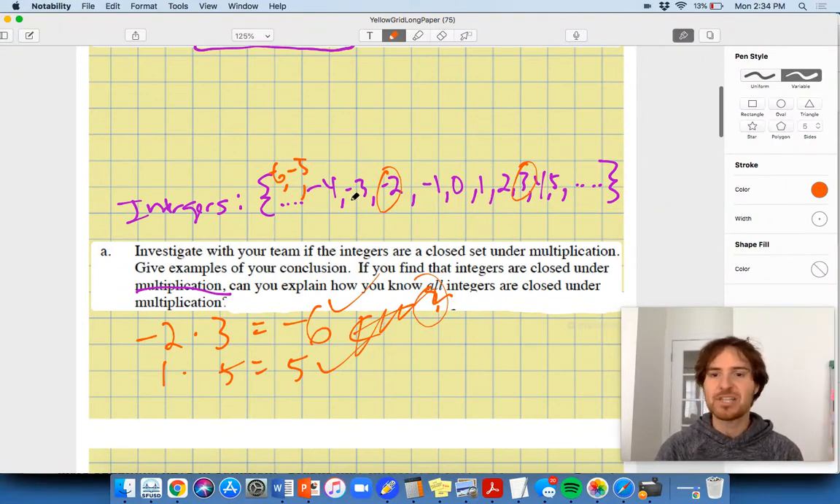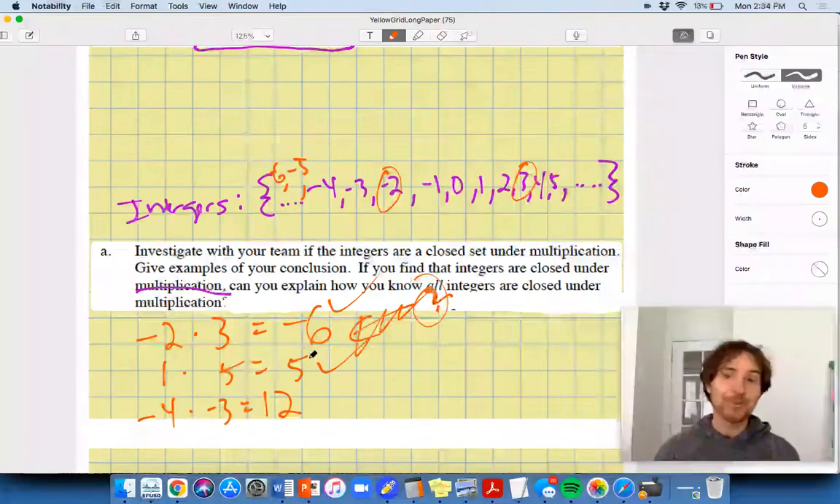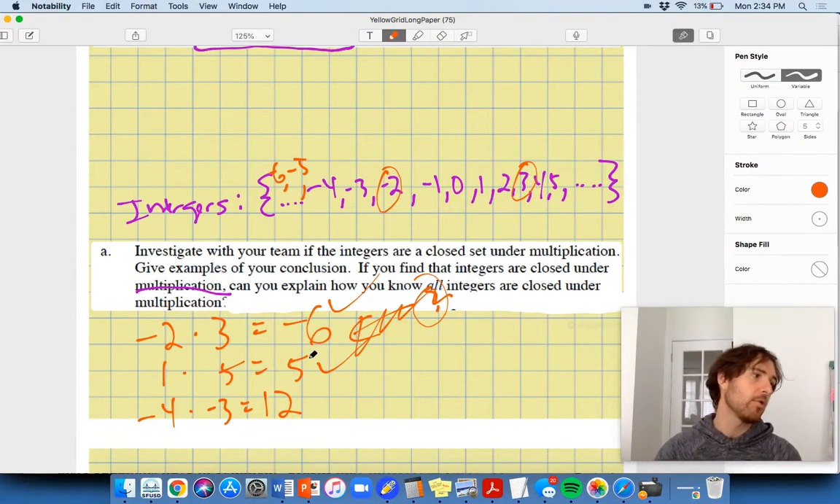Okay, let's test a few more. Let's test two negatives: -4 times -3. That gives me +12. Is 12 an integer? Well, it's a whole number, and whole numbers are also integers, right? The integers are simply whole numbers and their opposites, so it's broader, wider than what a whole number is. So that's an integer, so we can say yes.